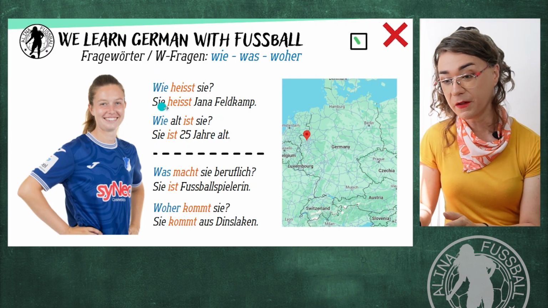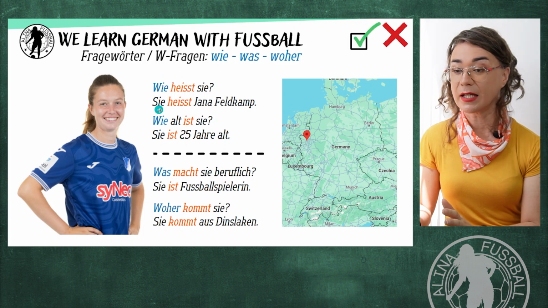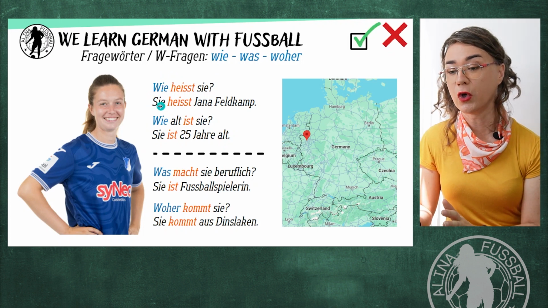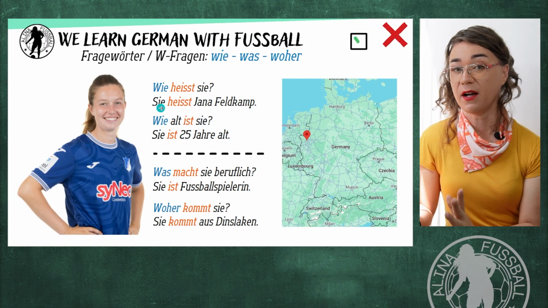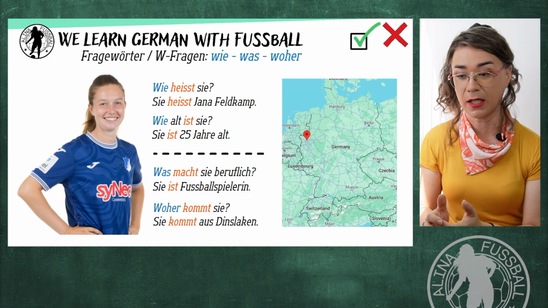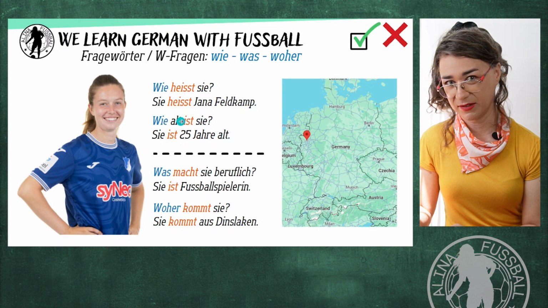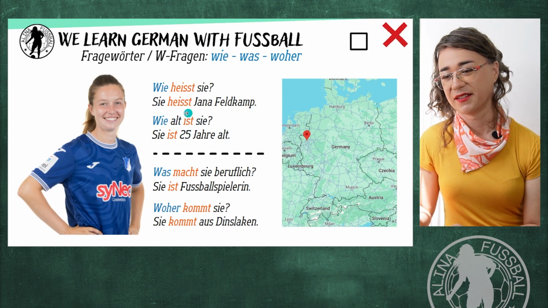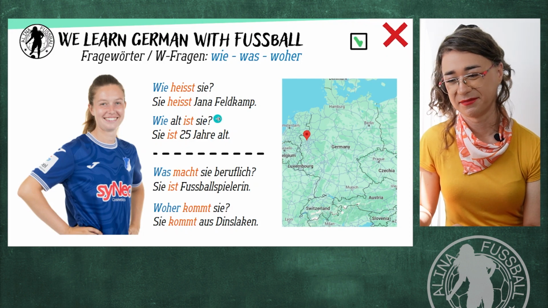Then again, in the first question, we're just asking about the name. But in the second one, we want to know her age. So that combination, those two words, wie alt, are used to ask about the age. So, wie alt ist sie? Notice that the verb goes before the personal pronoun.